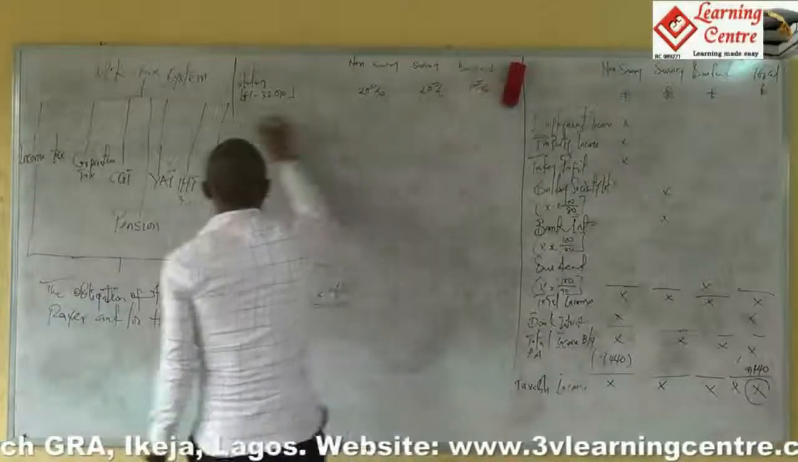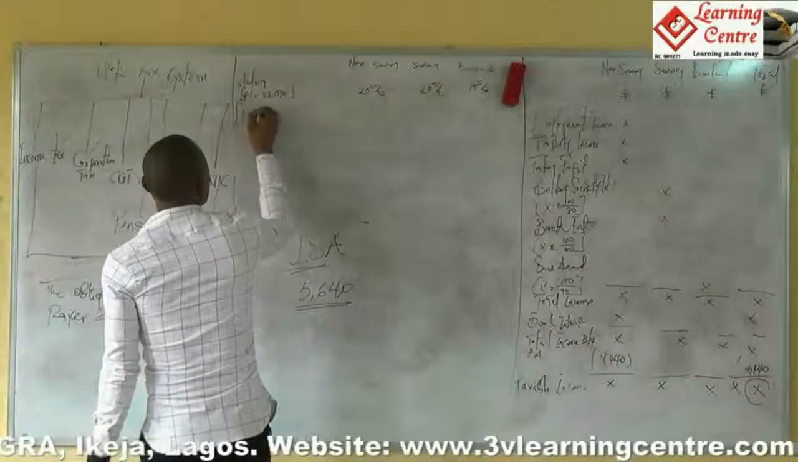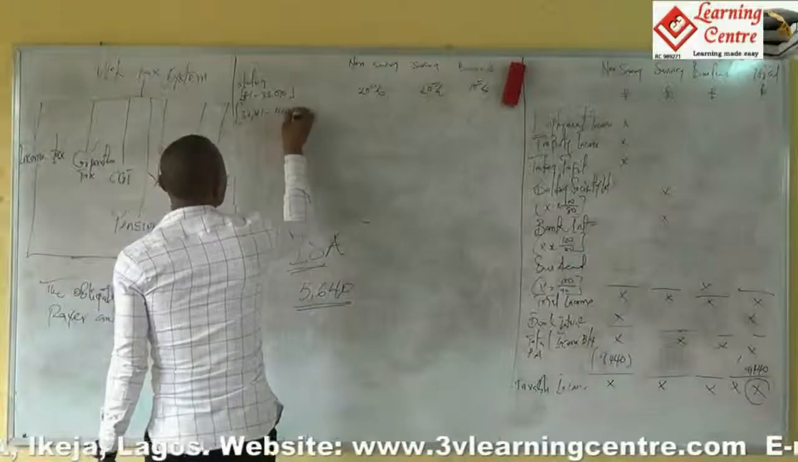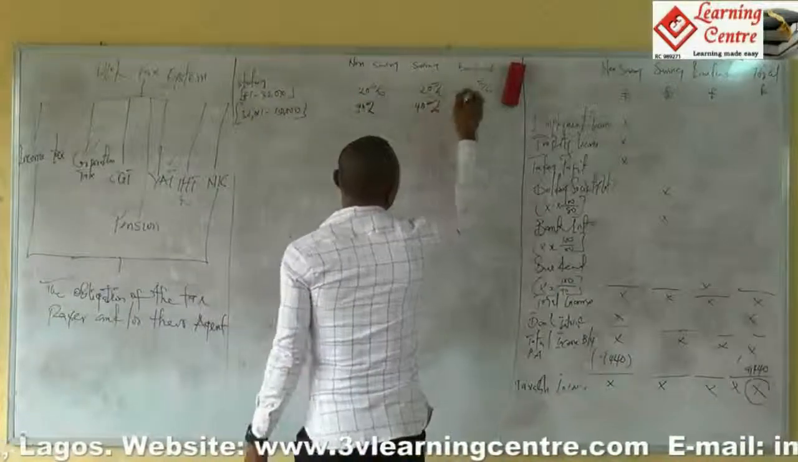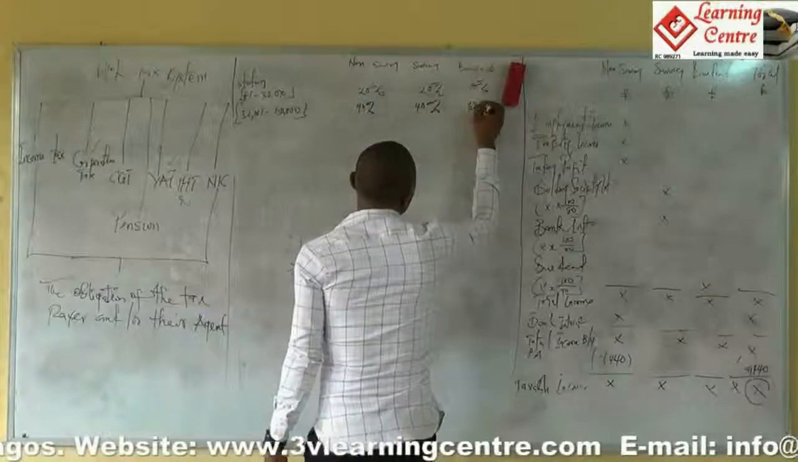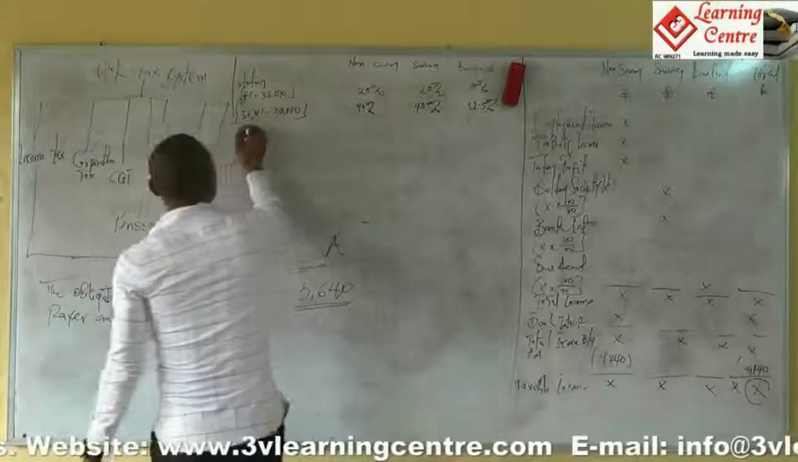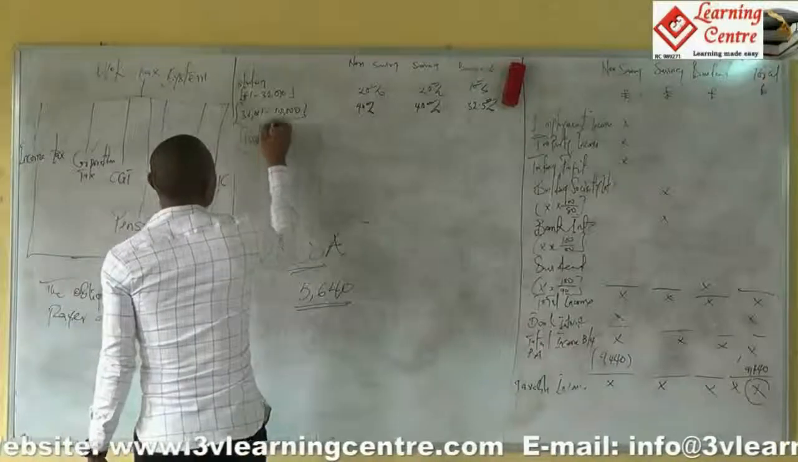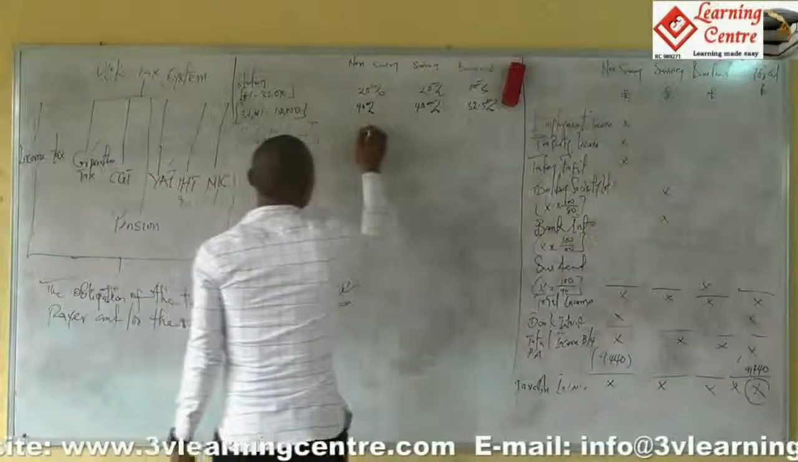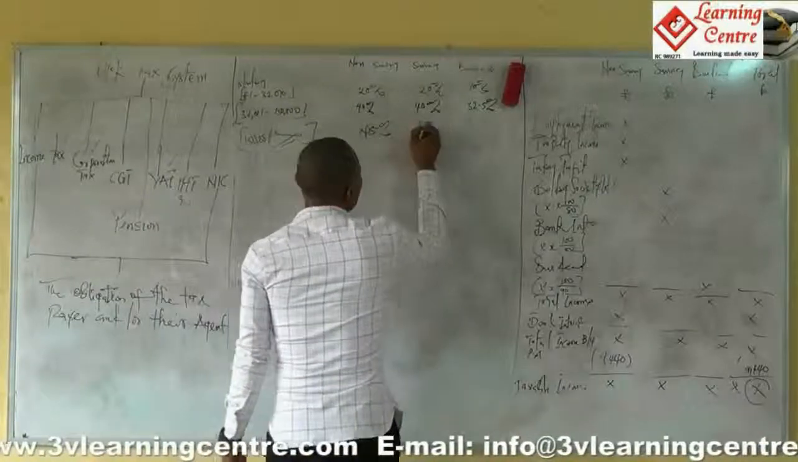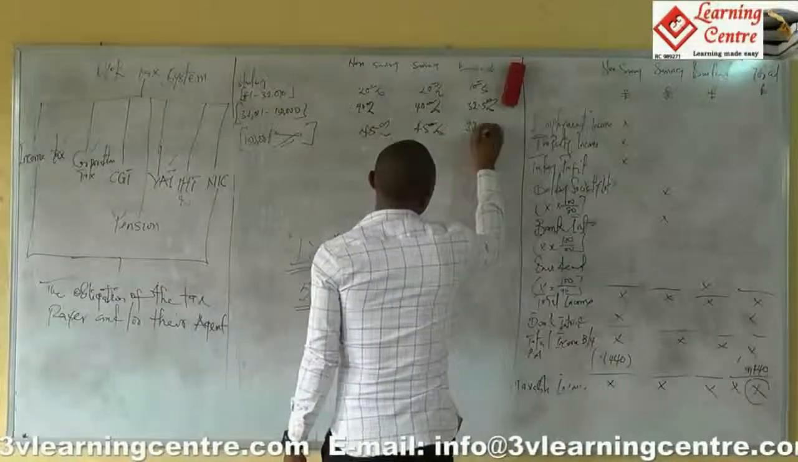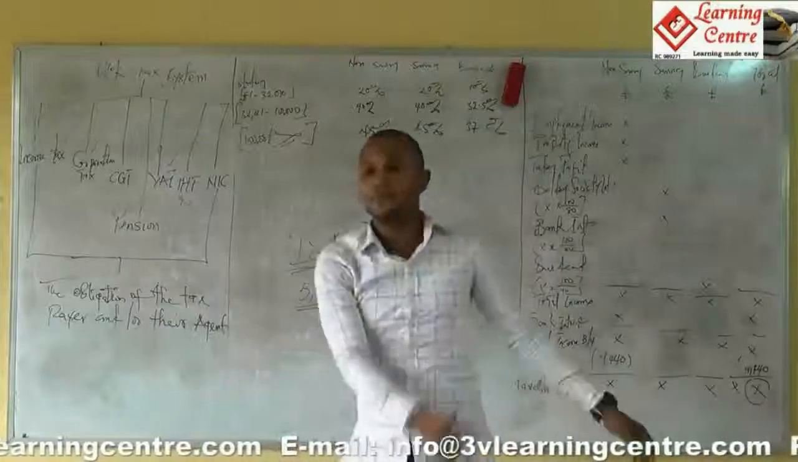From 32,011 to 150,000, this is 40% for non-savings, and 32.5% for dividends. Then from 150,001 and above, it's no longer 50%. It's 45%, 45%, and 37.5%.